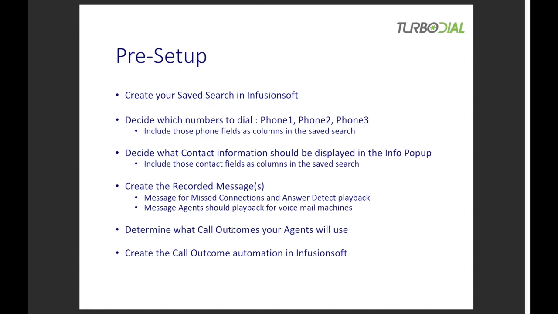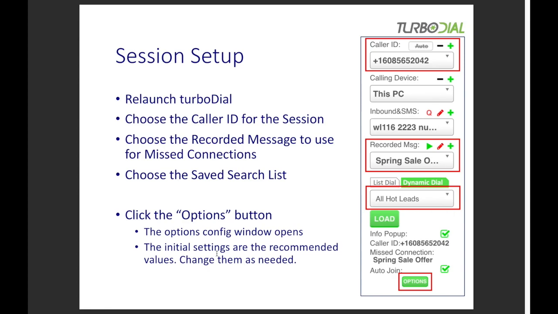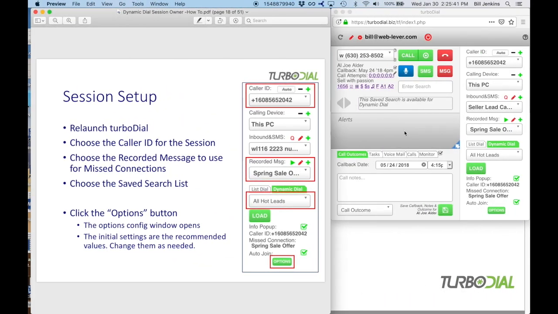You should determine what call outcomes you want your agents to use based upon the list they're dialing to, and you may need to set up some call outcomes. And you may need to create some call outcome automation in Infusionsoft so that you are tracking and following up on these calls correctly. Let's bring in a TurboDial window on the right-hand side so we can track this more closely and walk through it.